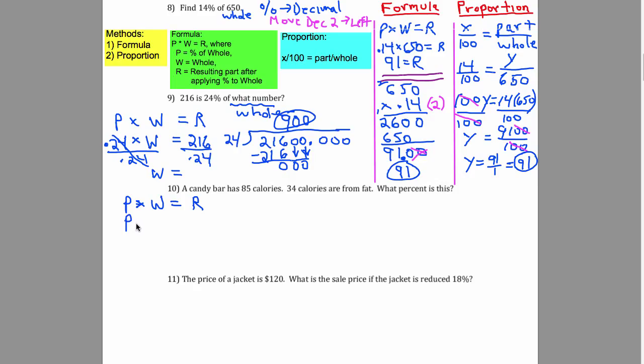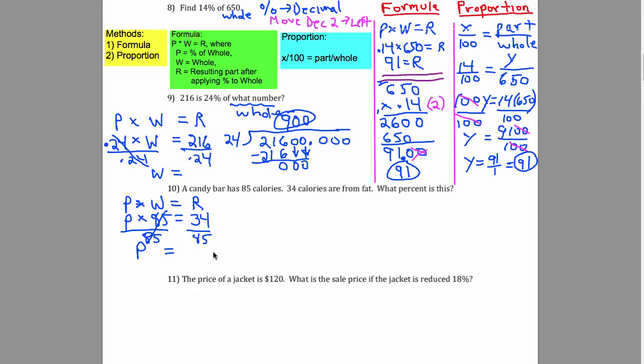Now, we do not see the words percent of a number in this problem, but we still can figure out the W because we know W is always the whole or the original amount. So we'll replace W with 85, which means that R is 34. Divide both sides by 85. The 85s cross out, and P will be 34 over 85.